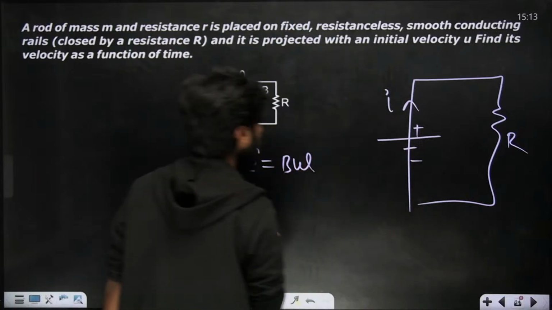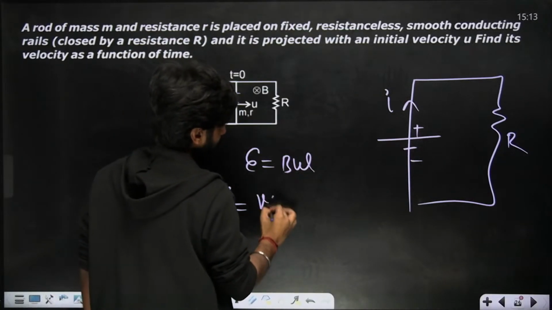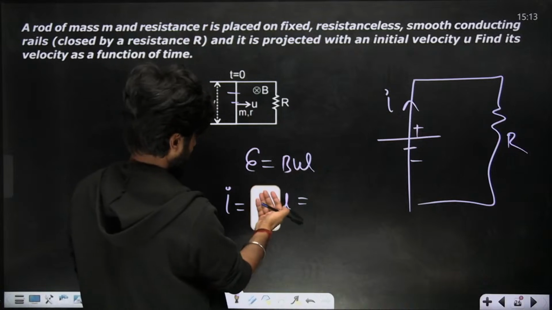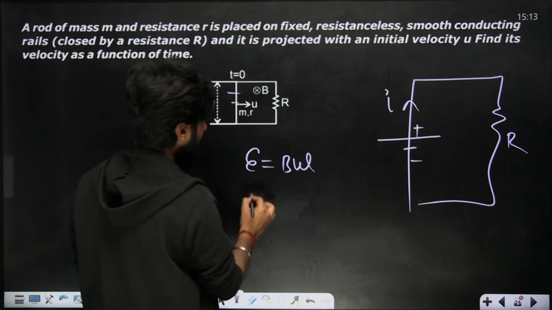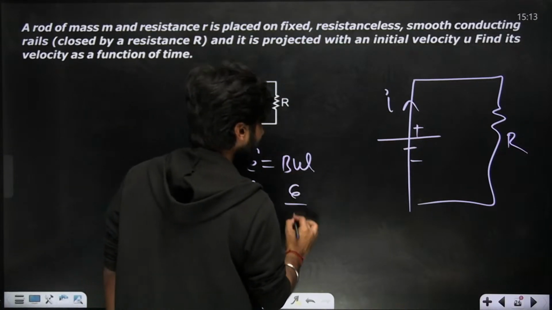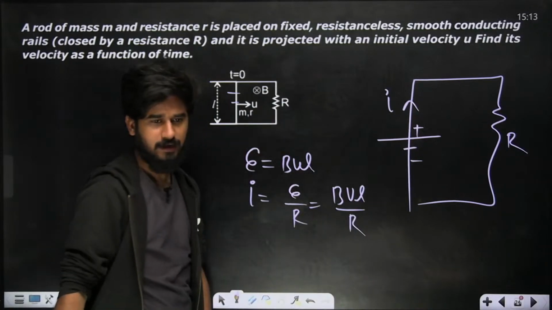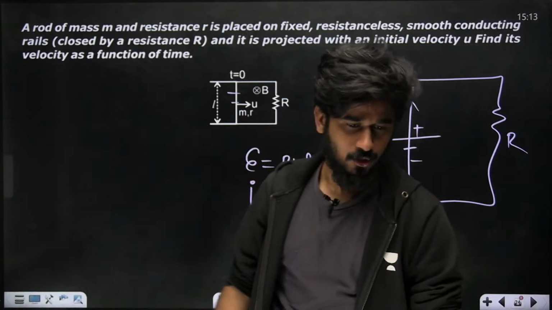So what is the value of I? I is equal to what? E upon R. So E is what? BVL upon R. Any doubt till here? Okay, any doubt here?